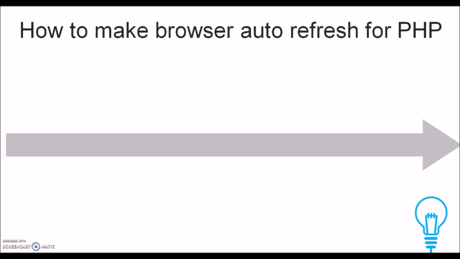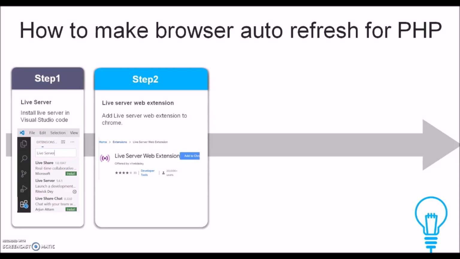Then let's check the second step. Step 2 is we have to add one extension to the browser. Let's take the example of Chrome. So you have to open the Google Chrome browser. Then you have to search for live server web extension. After searching this, you will get one option to add the live server like this, and you will get the button Add to Chrome. Click on this button, and it will add this live server web extension to your Chrome browser.